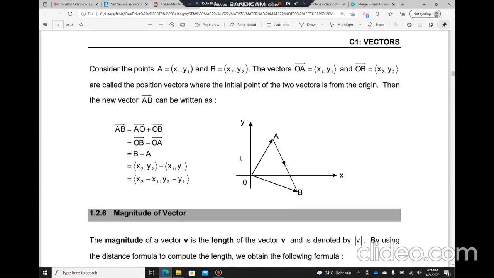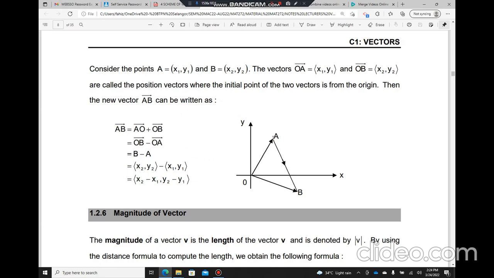Okay, consider the points A, x1, y1 and B, x2, y2. The vectors OA, x1, y1 and OB, x2, y2 are called the position vectors where the initial point of the two vectors is from the origin. The new vector AB can be written as, okay, so yang ni kita gunakan, katakan kita ada dua vektor.